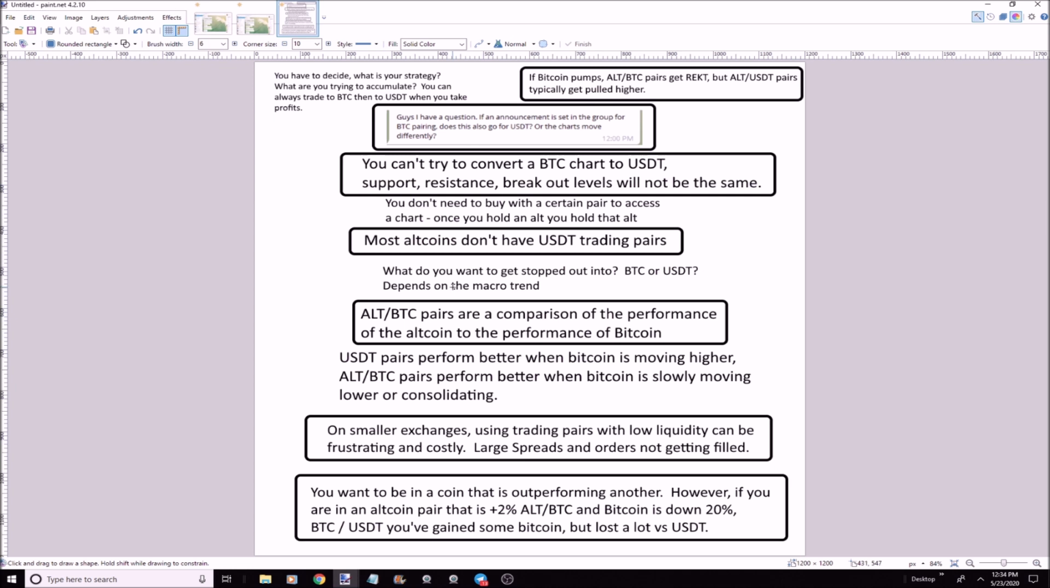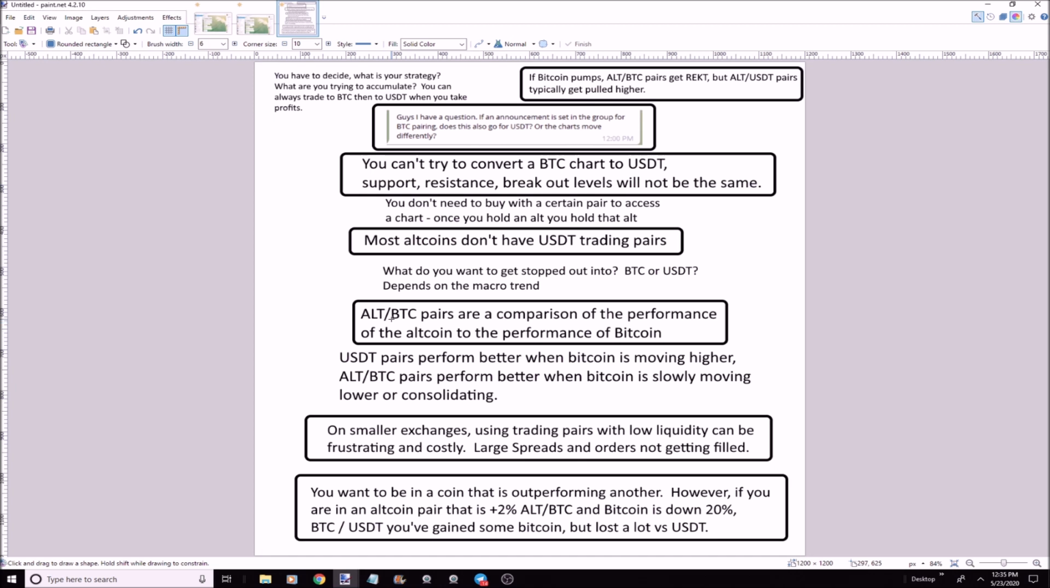And so you want to always be in a coin that's performing well. You don't want to take losses, and that's where USDT comes into play. If there's a macro downtrend, like the 2018 bear market, you're accumulating USDT. In this bull market, you might just continually accumulate BTC, because overall, on average, Bitcoin's going to move higher.